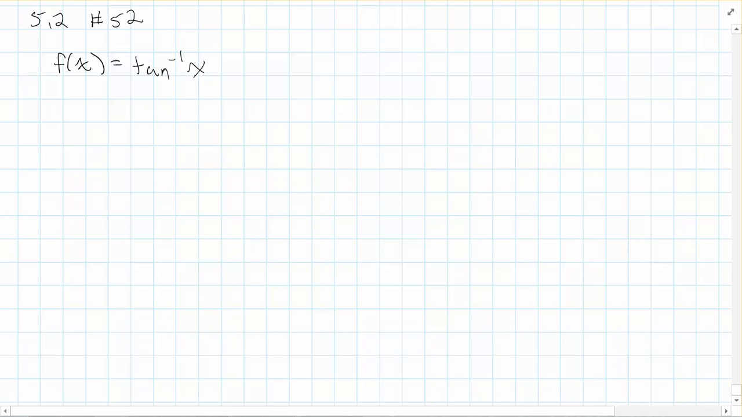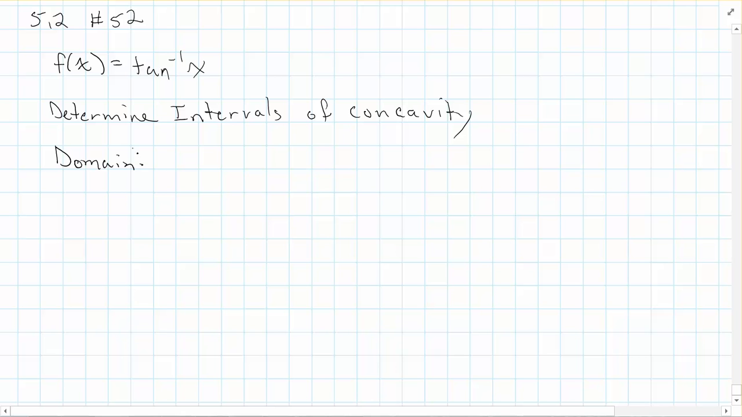of x, and we're supposed to determine intervals of concavity. Now, before we tackle this problem, we should maybe talk about what the domain of the inverse tangent function is. And it turns out the domain of this is all real numbers.